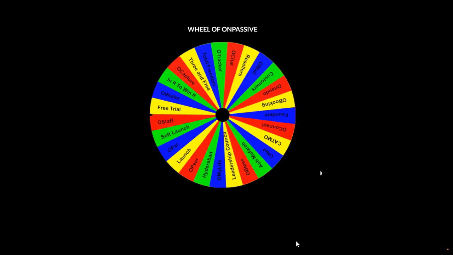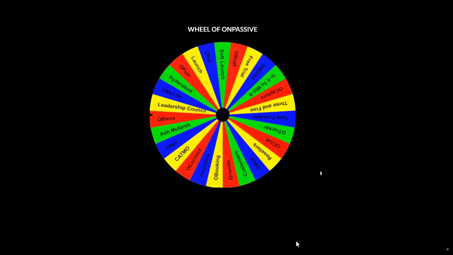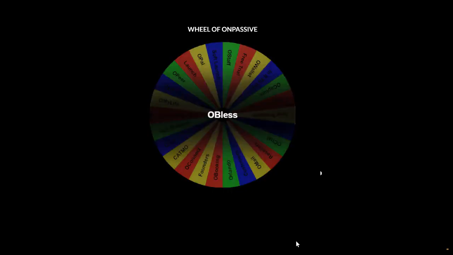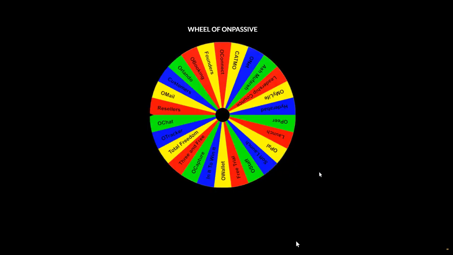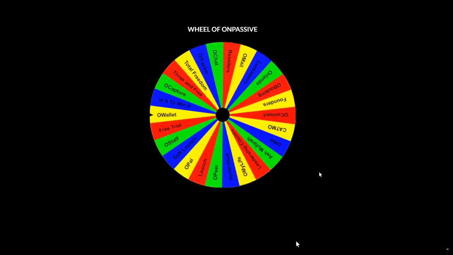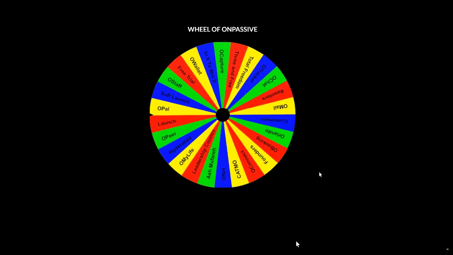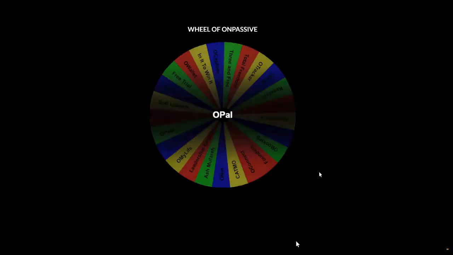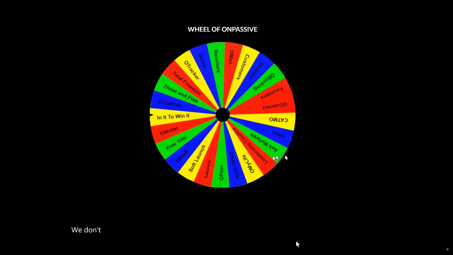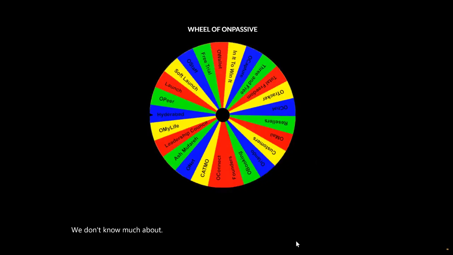As we spin the wheel on Onpassive, we come to Bless. Everyone will be blessed when the nonprofits and the charities are put into this system, this platform. You're going to all win. The next spin of the wheel gives us Pal, a new product we don't know much about, but it's the individual communication device that we all need.